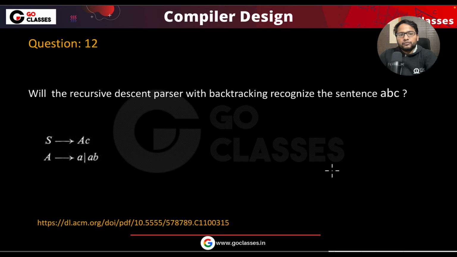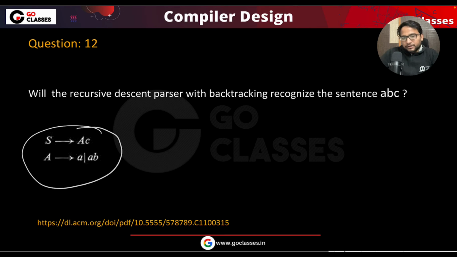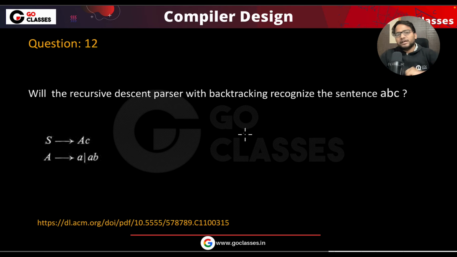Okay. Now let's move to the next question, which is asking: will this recursive descent parser with backtracking recognize the sentence ABC? So there they have given some grammar, and the parser is a recursive descent parser. Will it recognize this ABC? Let's see. It is a very, very interesting question. Let's see, will it be able to recognize or not? See, this S will be giving you capital A, small c, right? And now this capital A will be giving you small a, because this is the very first thing that you need to do. And then this small a and this small a are matching.